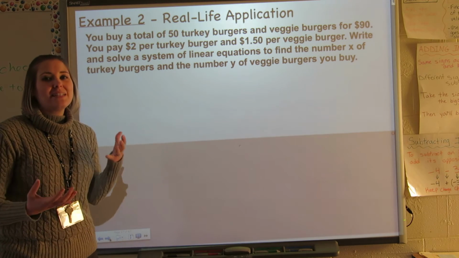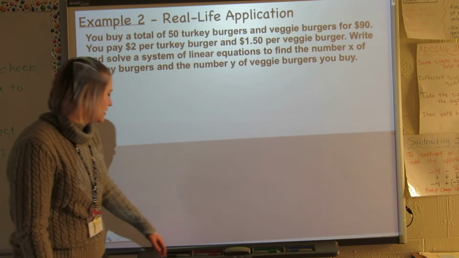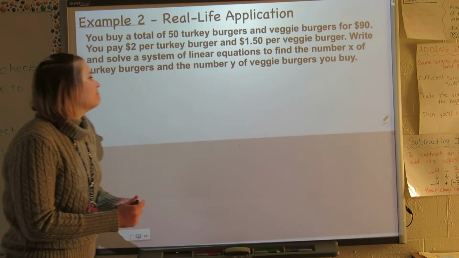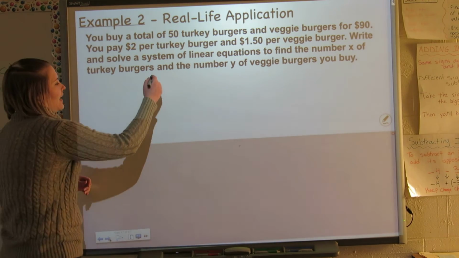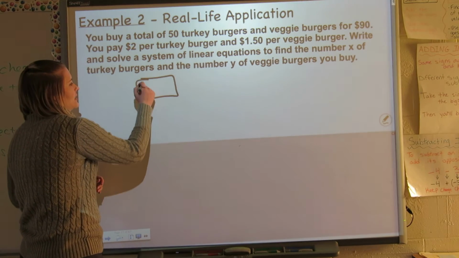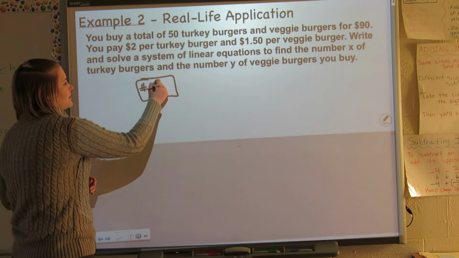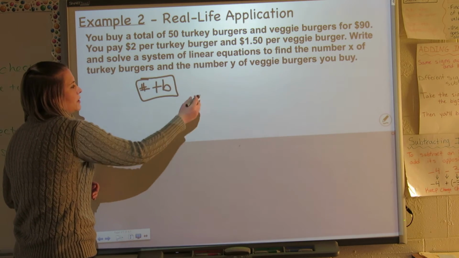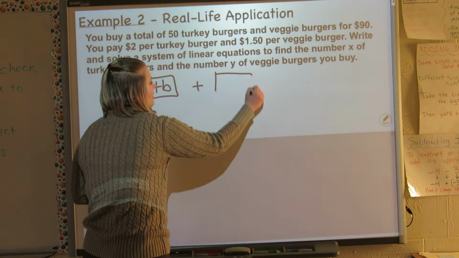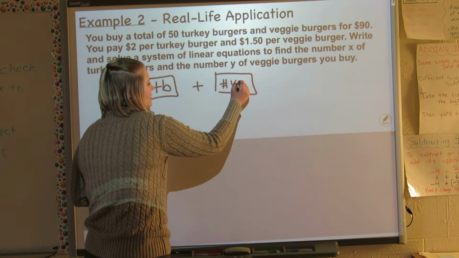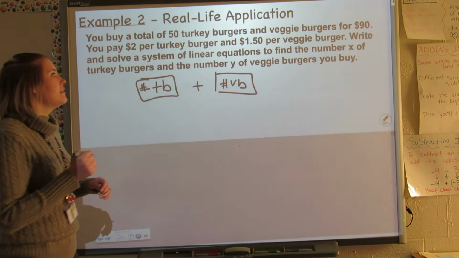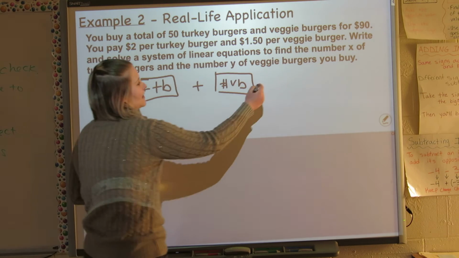So I need to write my system, so that means that I need two equations. Well, I know that I can take the total number of turkey burgers, I'm just going to use TB, plus the number of veggie burgers, and that's going to give me the total number of burgers that I have all together.